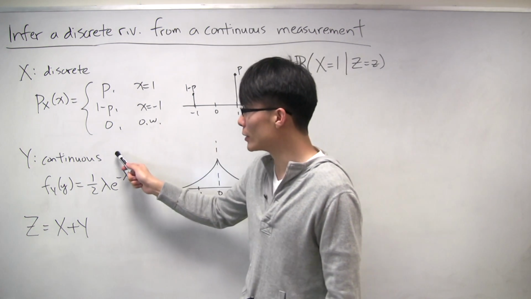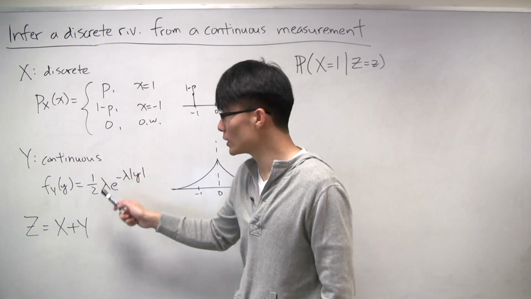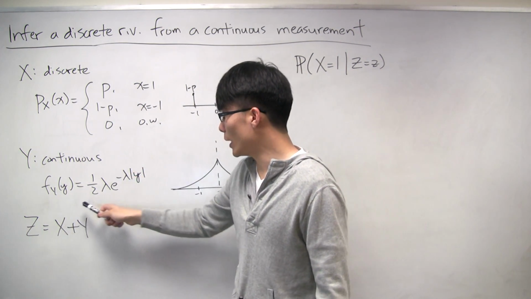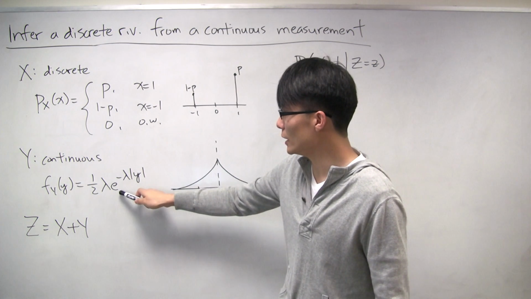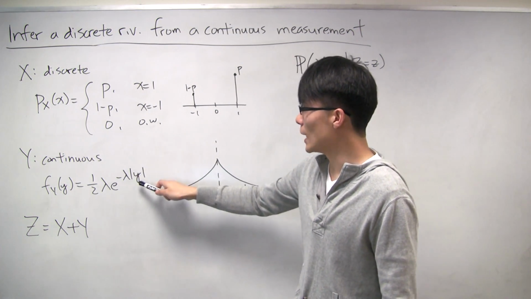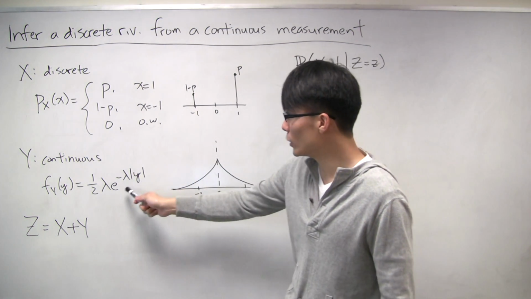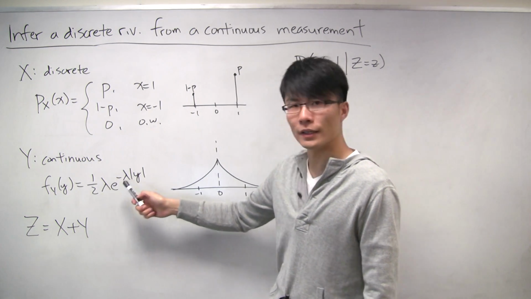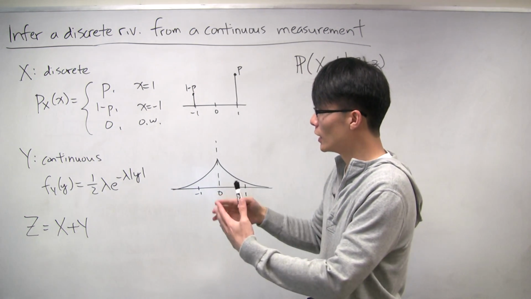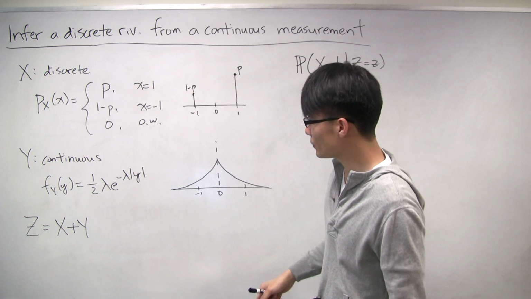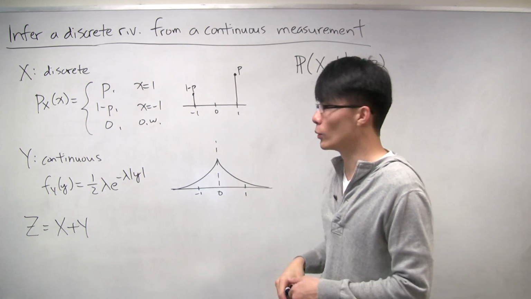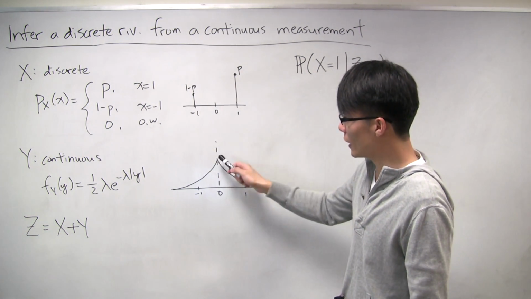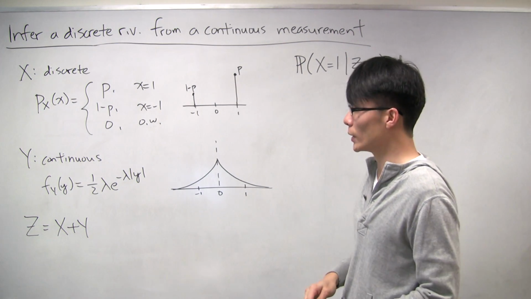And then we also have another random variable, y, which is continuous. And its PDF is given by this. It's 1/2 lambda e to the minus lambda times the absolute value of y. And so this may look familiar. It looks kind of like an exponential, and in fact, it's just a two-sided exponential that's flattened by a factor of 1/2. And this is what it looks like, kind of like a tent that goes on both ways.